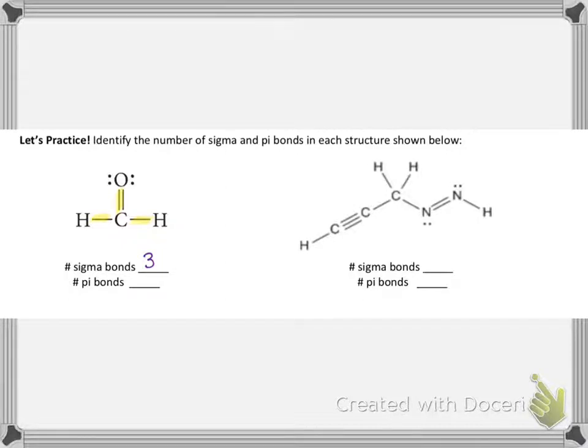Now for pi bonds, what you have to realize is that in this double bond, there are of course 2 bonds, but one of them is sigma, one of them is pi. So in this molecule, there is only a single pi bond. The next molecule is a little more fun. So I would like you to go ahead and count how many sigma bonds and how many pi bonds you see. And when you're ready to check your answer, unpause the video.